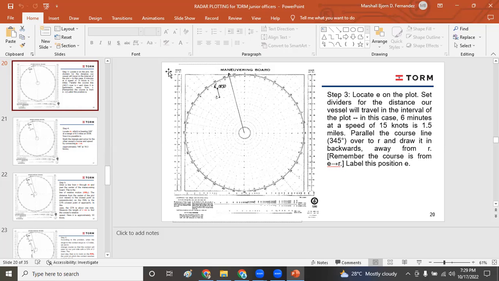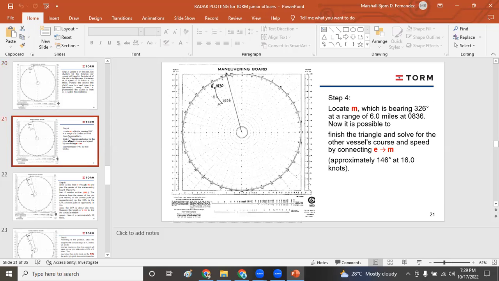Okay? Kung ano yung ginamit mo na 1:1 kanina, measure 1.5. And that 1.5, yung other leg ng divider mo, ilagay mo sa R. And the other leg, i-intercross mo doon sa line na ginawa mo from your heading na tinransfer mo para ma-identify mo si letter E. Okay? Pag mayroon ka ng point ni E, E to R stands for your own course and speed. Understood? Yes, sir. Very good.